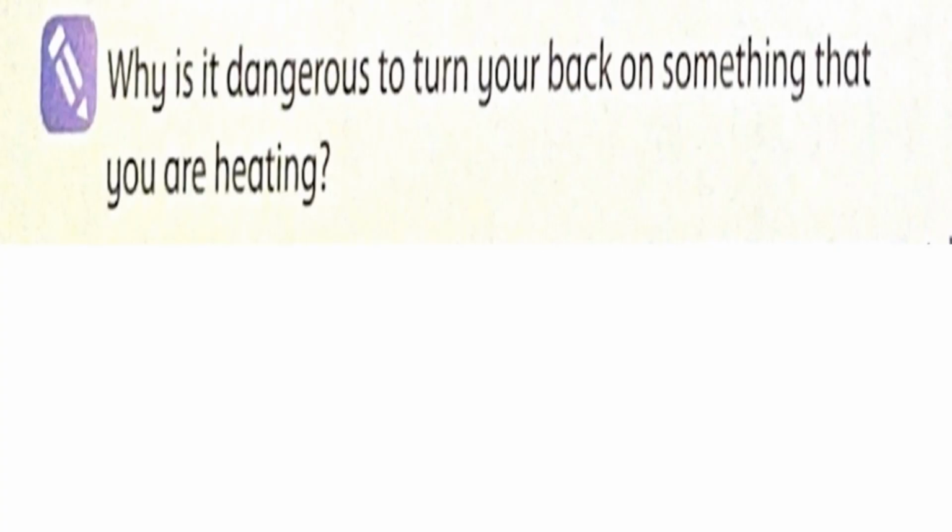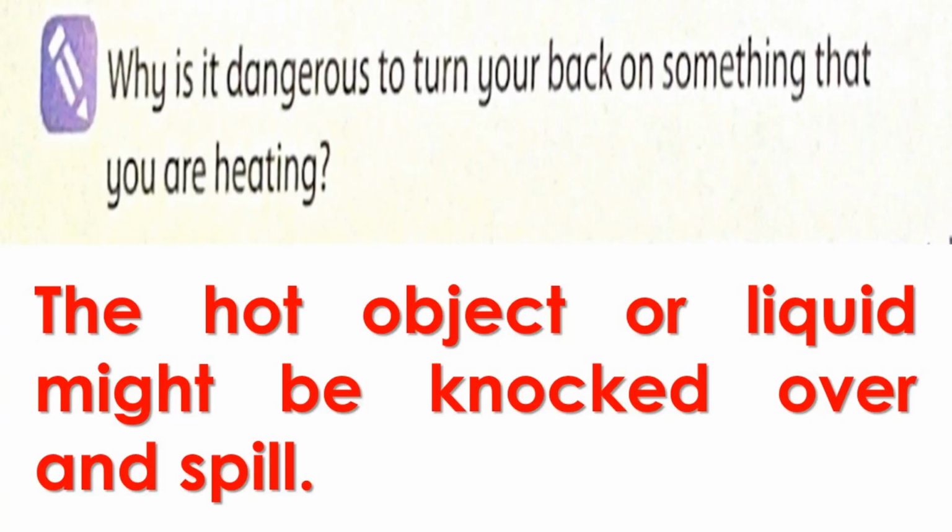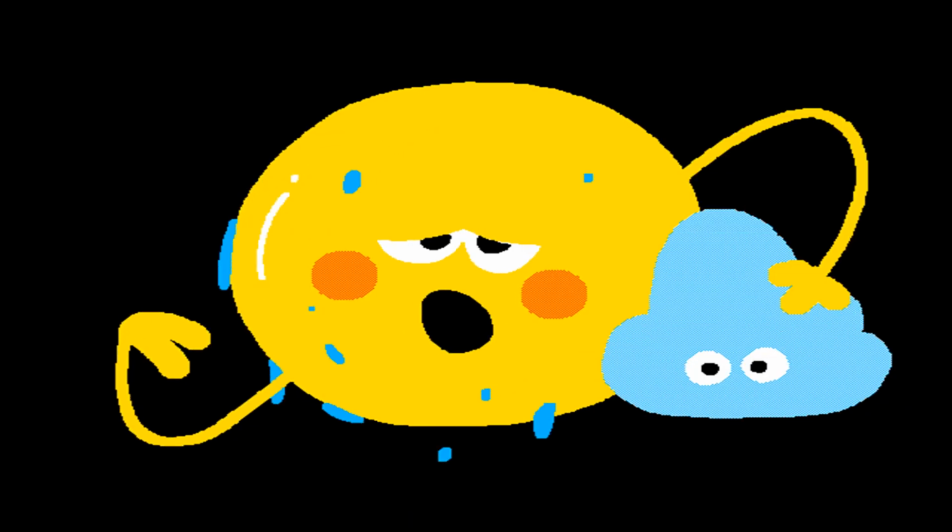Let's answer this question on page 24. Why is it dangerous to turn your back on something you are heating? Correct. The hot object or liquid might be knocked over and spill, and this is very dangerous. To answer my previous questions about the disappearance of water, actually, the water didn't disappear, but it has just moved somewhere else. In order to do this, you need heat.